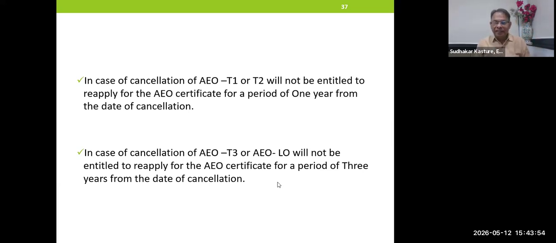Please understand. Tier 1, Tier 2, what government believes that there must be some mistakes because of that, some non-compliance issue because of that. But AEO Tier 3 and AEO Logistic Operator, these are two very serious issues as far as security of the cargo is concerned, safe movement of the goods is concerned, and therefore, if some shipping company's recognition has been cancelled, then the same shipping company will not be able to apply for AEO certificate at least for a period of 3 years, because that is considered as very serious issue.